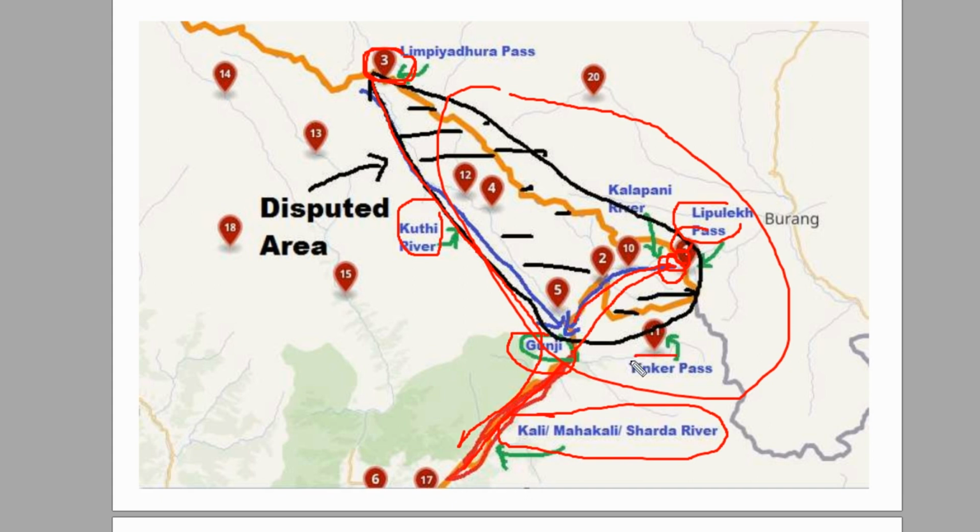Now here is one Tinker Pass. Once India had this territory, Nepal is going to Tibet or China through this Tinker Pass. So Nepal has this Tinker Pass, and India has all these three locations. Nepal claims that Limpiadura Pass belongs to Nepal, Kalapani river origin belongs to Nepal, here, this one, a small origin, and the Lipulekh Pass also belongs to Nepal. So that is the entire conflict.